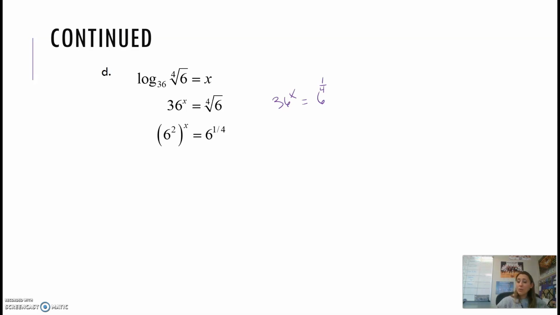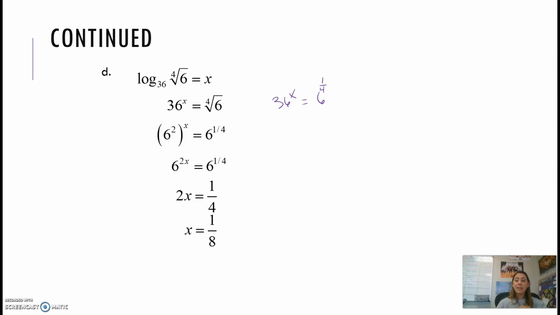Now I can use my rules of exponents. I can multiply, and I have 6 to the 2x is equal to 6 to the 1/4, because when you take a power to a power, you multiply. But if I have the same base here and here, then that means that these exponents must be equal to each other, right? There's no way that I could have the same base and this be a number without this being equal to this power. So I'm going to set those equal to each other and solve.